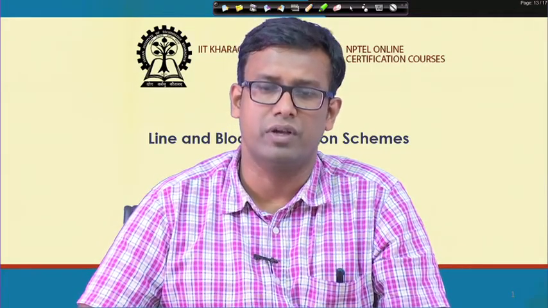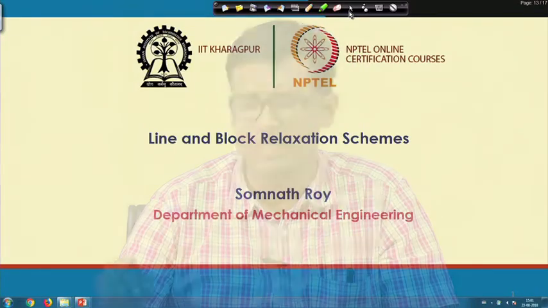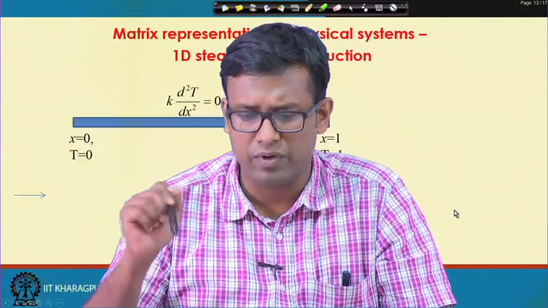So, we will look into line and block solver schemes, where instead of looking for each solution at each individual element of the solution vector, we will take a block of the solution vector and try to solve for it, and then do it for the entire solution vector by dividing it into several blocks. I believe we have discussed something very similar to that when we discussed the alternate direction implicit method. We will look into it.